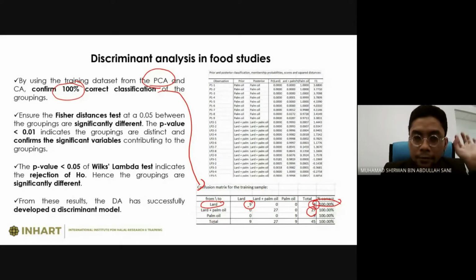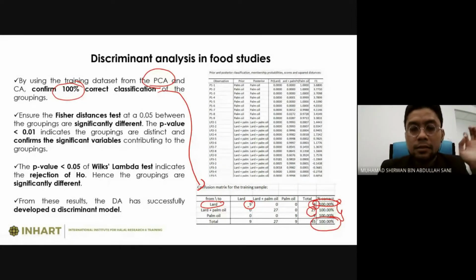We prepared a fish feed containing palm oil only, and the number of samples is 9. The discriminant analysis was able to correctly classify all 9 as really from palm oil, so 100%. So the average ability of the discrimination model to make a correct classification is 100%. This will support your results.